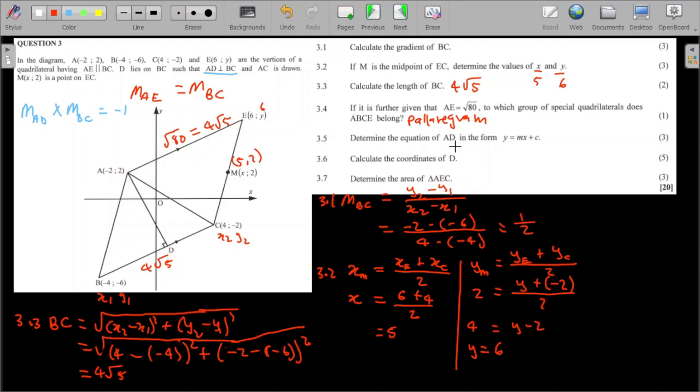So determine the equation of AD. Where is AD? Again, very, very important information based on what is happening here. Determine the equation of AD in the form given. Now, let's get a space.